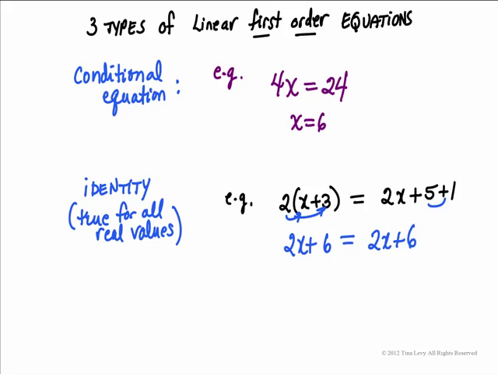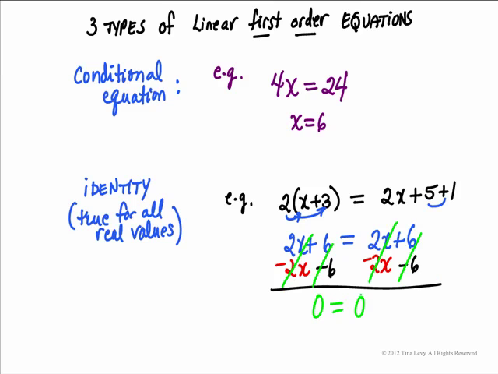If we look at this and try to go through the routine of all the steps to solve this, we would subtract the 2x from both sides. And then I would subtract 6 from both sides. And sure enough, in doing that, I get 0 equals 0. That's how you know that it's true for all real numbers. It doesn't depend on x. It's always true. Both sides are identical.